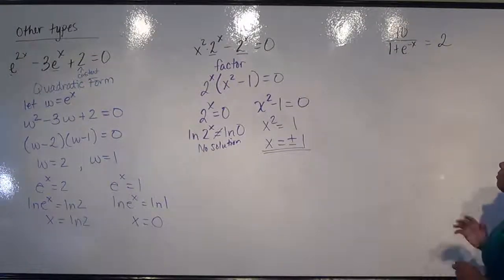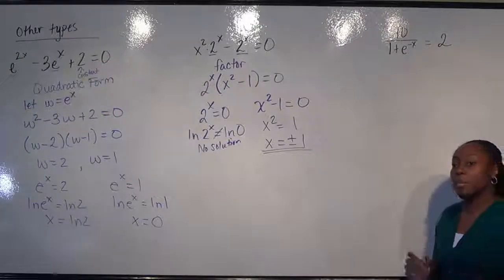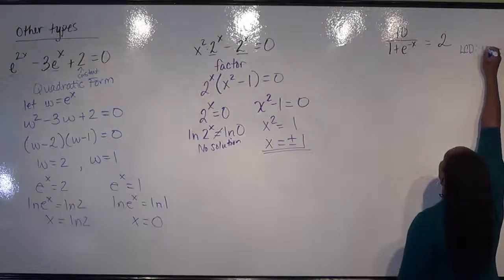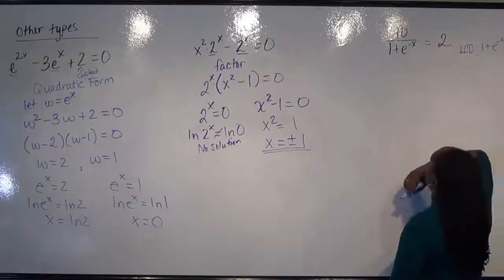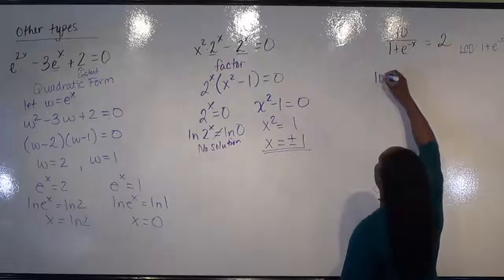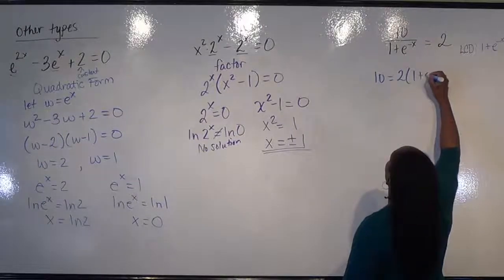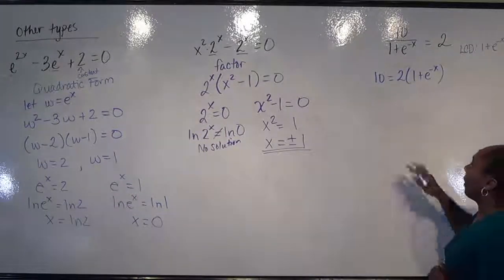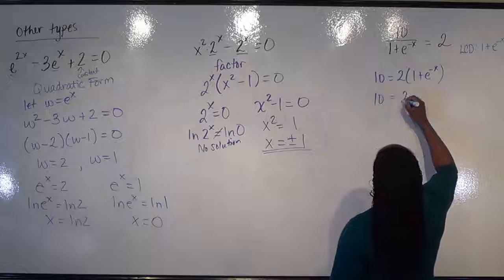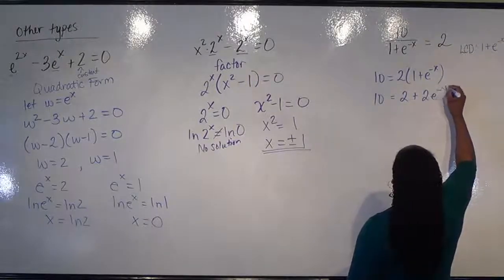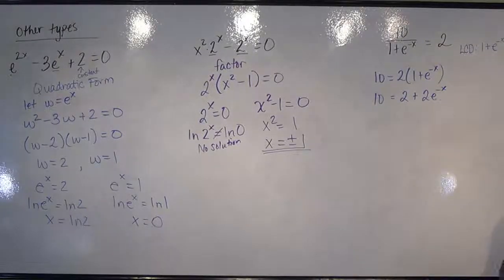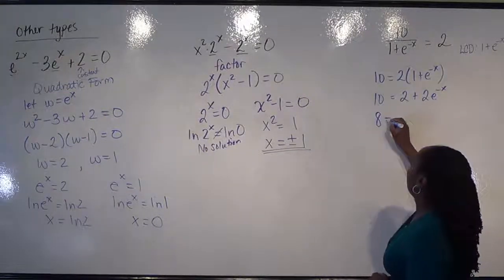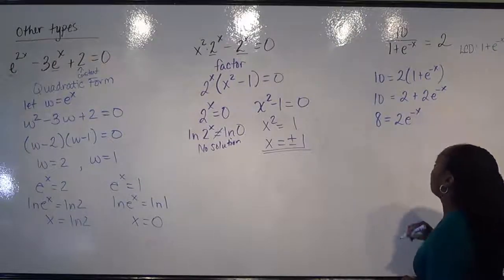Okay, here it doesn't matter that I have an exponential in here. I'm going to do the same thing. So we're going to start by taking our LCD, which in this case is 1 plus e to the negative x, and we're going to multiply both sides by that. Okay. From there, we can go ahead and distribute. And notice at this point we get some like terms. So we can subtract 2, 8 will equal 2e to the negative x.